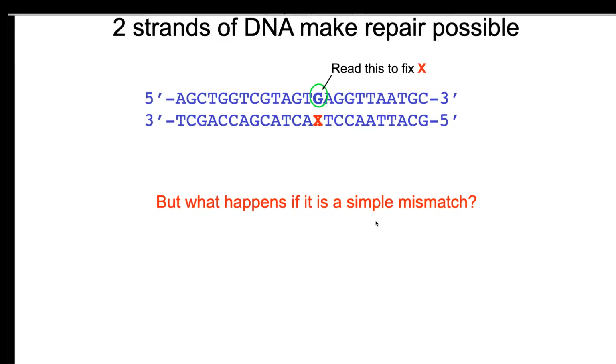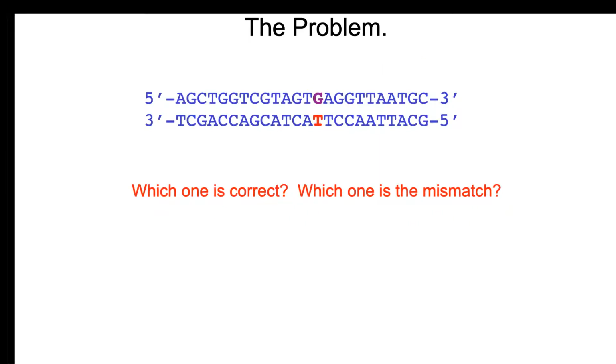So DNA is double-stranded. If there's something messed up here with X, then all the cell has to do is go, okay, well, we know what should be here, because if there's a G there, there should be a C here. So it removes that X and it pops in a C. Beautiful. However, what happens if the mismatch is like this?